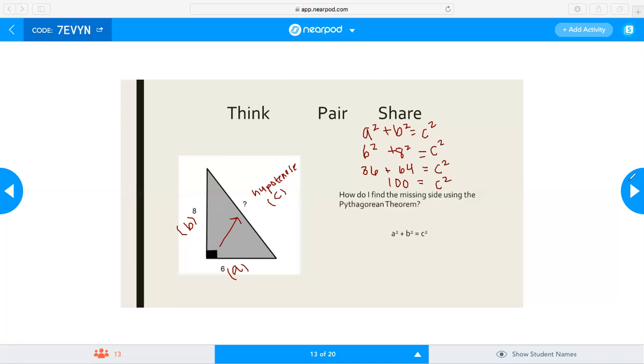Does anyone remember, think back, what is the opposite of squaring something? It's not dividing, it's square root. The opposite of squaring something is finding the square root. Since 100 equals C squared, to figure out what number squared will equal 100, I would take the square root of both sides.